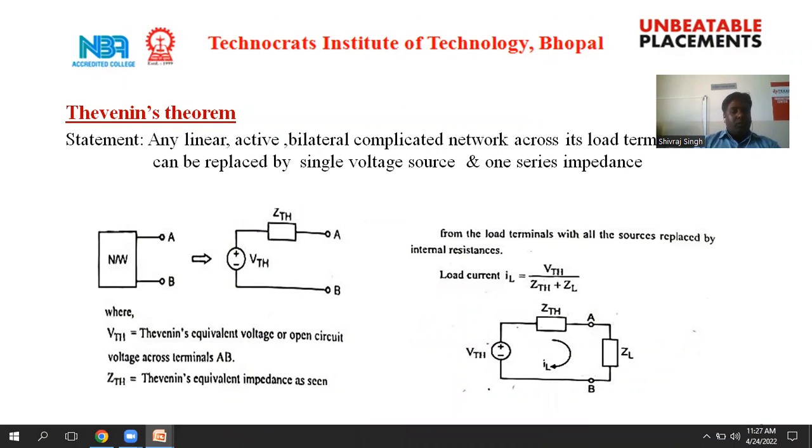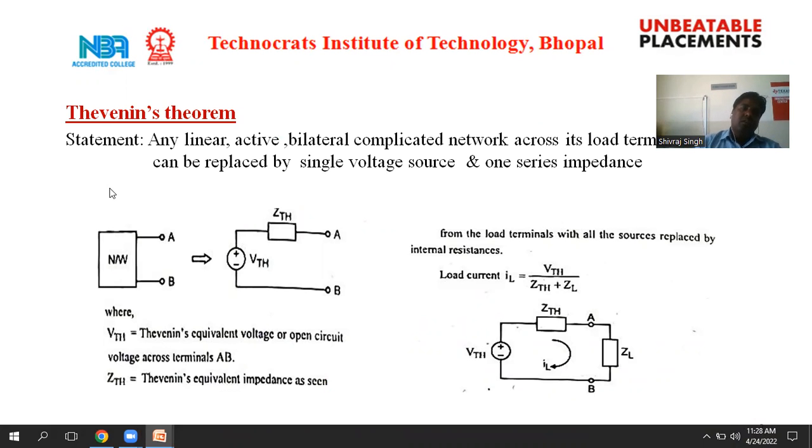Thevenin's theorem. According to Thevenin's theorem, any linear active bilateral complicated network across its load terminal can be replaced by a single voltage source along with a series arm impedance. If the circuit has only a resistive network, then we consider a DC source. And if the circuit has inductor, capacitor, resistor, then we consider an AC source.